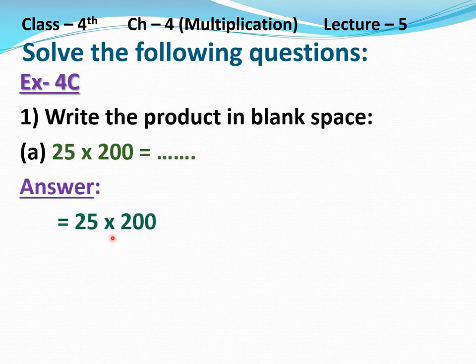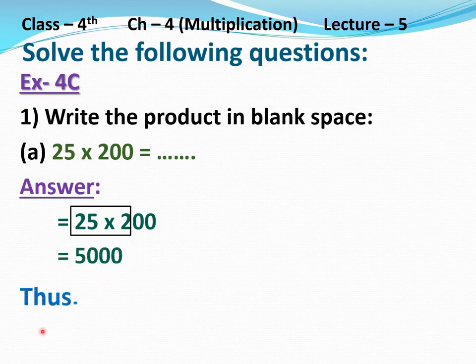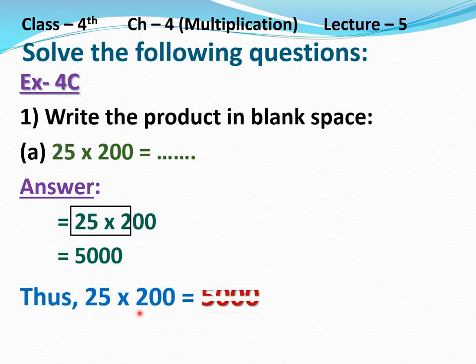First multiply 25 by 2 and then place 2 zeros to the right side of the product. See, 25 multiply 2 equal to 50. And then we will write 2 zeros to the right side of the product. So answer will be equal to 5000. So write down, thus 25 multiply 200 equal to 5000. So 5000 is the answer. Clear?